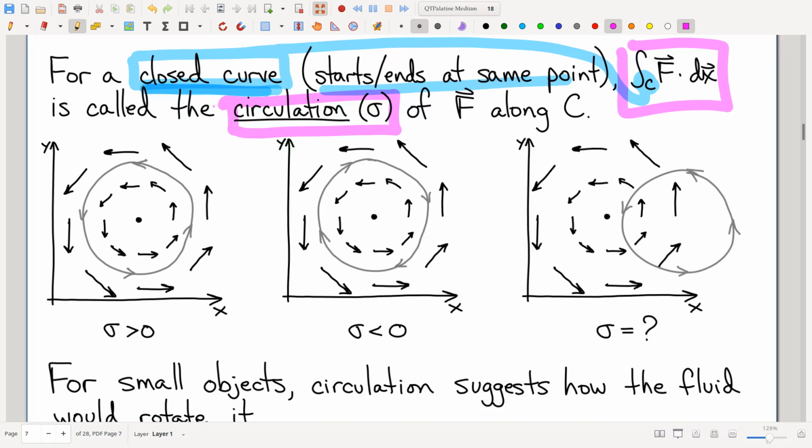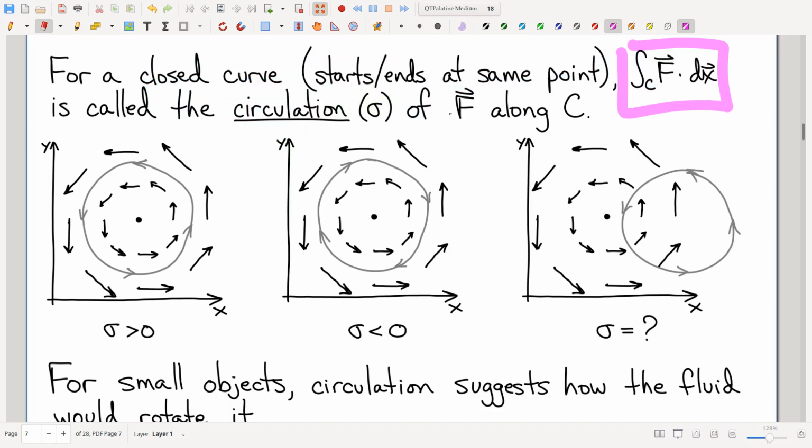Okay, so let's draw some pictures, and we'll start off by thinking about the vector field F. So we've got a vector field like that, right? And let's think about the dx vectors. Well, dx vectors, of course, are little tangent vectors representing displacements along the curve as we go around the curve.